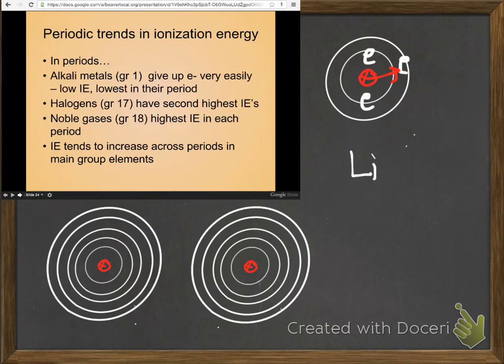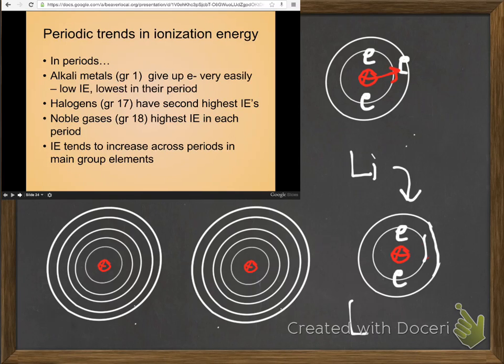So let's look at period 2, starting off with lithium. If lithium were to lose that one outer electron, what element would it look like? It would look like helium. Remember when we said everything wants to be a noble gas? Well, if it just lost one electron, it could look like a noble gas. That's not too much to ask, is it? So lithium gives up that one electron pretty easily because that noble gas configuration is very, very, very stable.